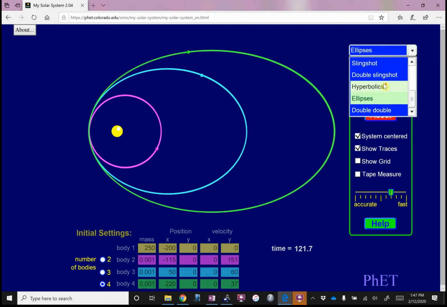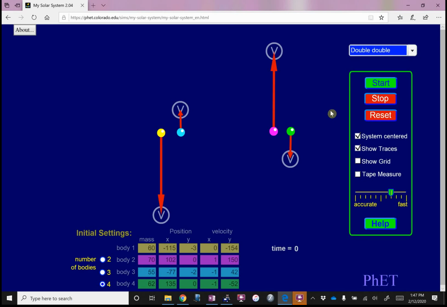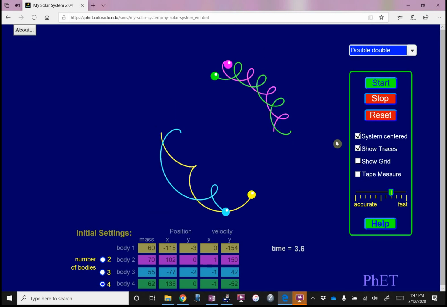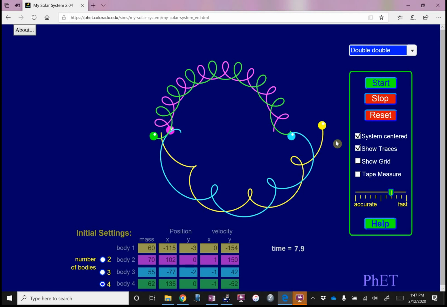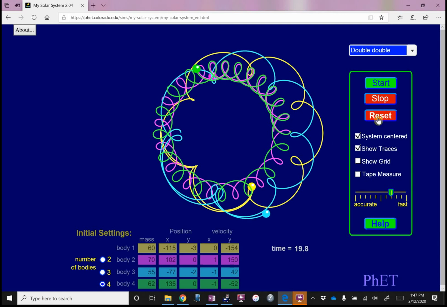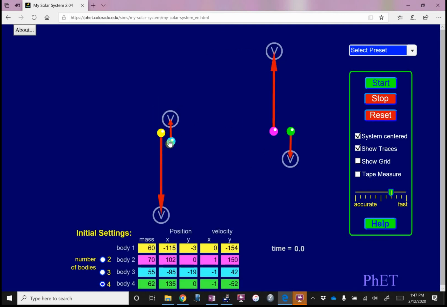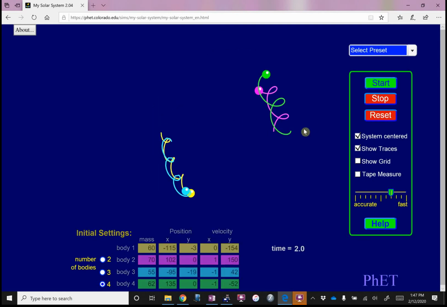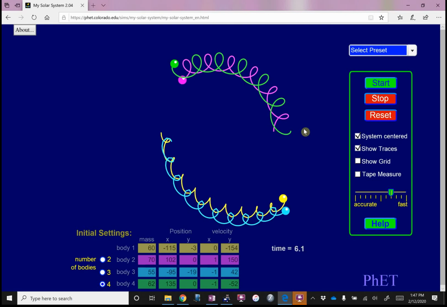Get over it. Here's 4 planets, not 4 stars. 4 planets in a stable orbit, a double-double. Again, although we can model it mathematically, it's highly unlikely that you would see that in nature, because a slight change to the initial conditions and things get pretty chaotic pretty quickly.